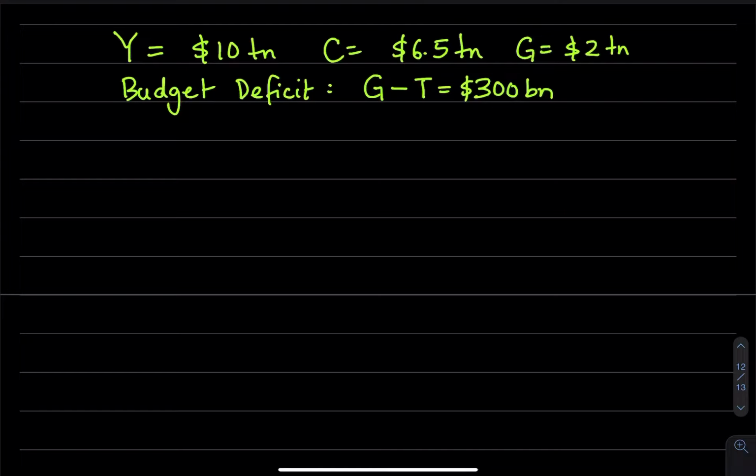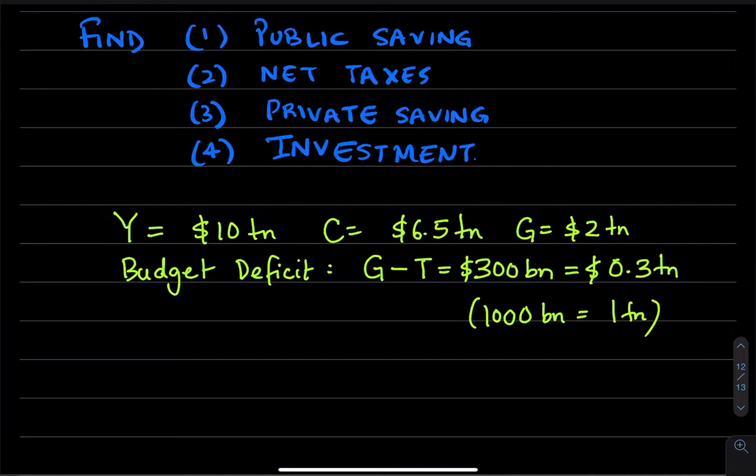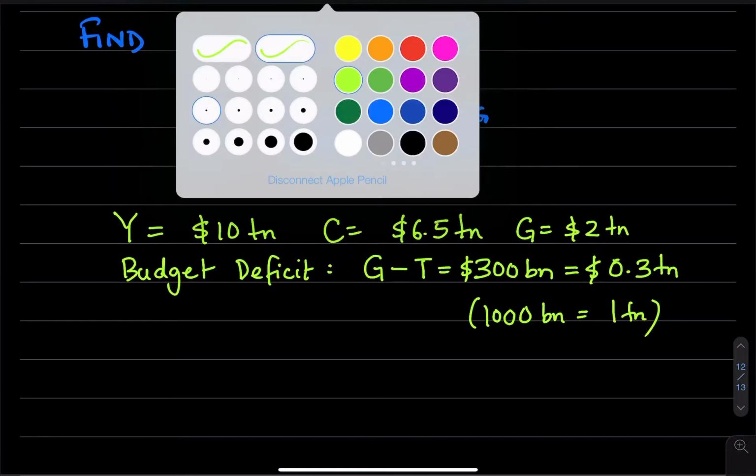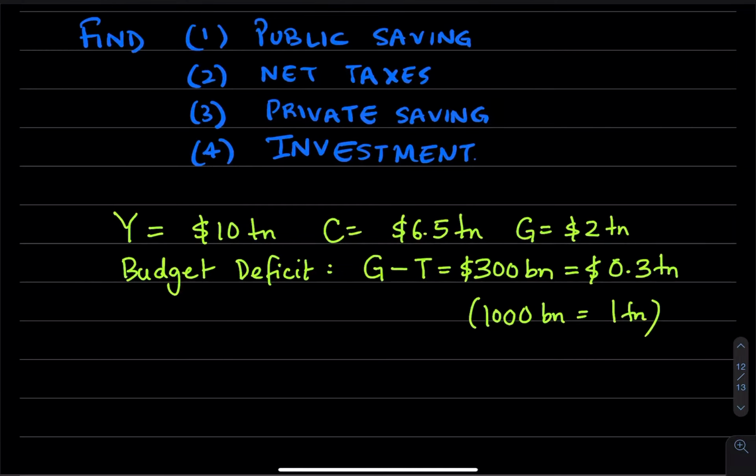And it's nice to convert $300 billion into trillions of dollars because all our units are going to be consistent. So this equals $0.3 trillion. This is because 1,000 billion make a trillion, so we're really just dividing this by 1,000. And so let's see what we're given here. We're asked to find public savings. So let's roll with this first. The first one says, what is public saving?